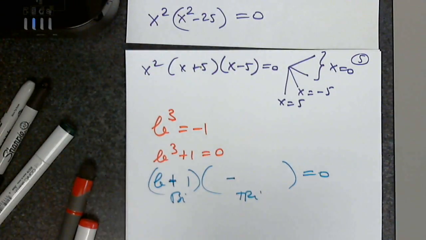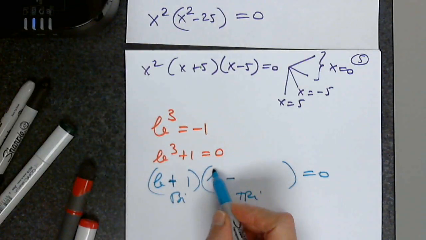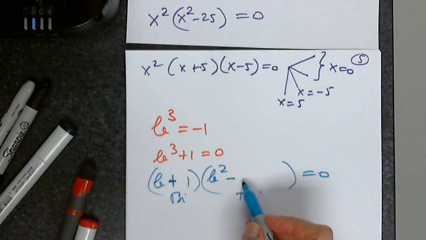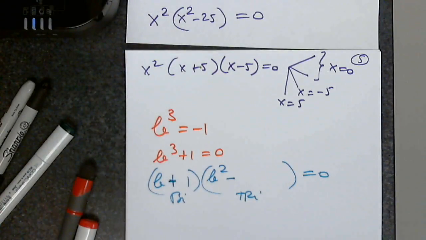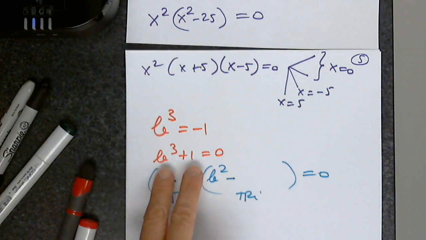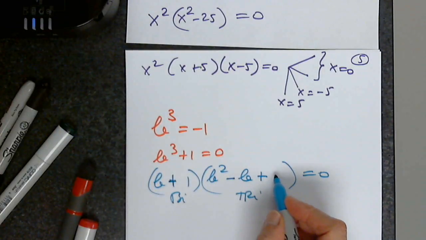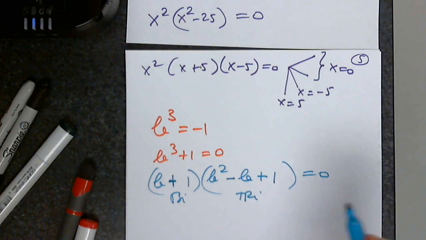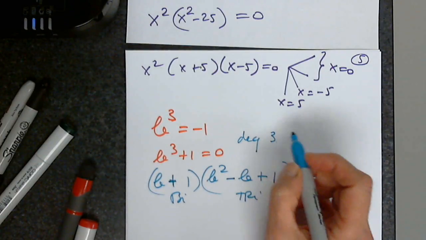And then the pattern is I square the first, I square the last, and the middle one is just the product. Just the product. Without the 2. The 2 is in a different formula, in trinomials, not in binomials. Minus b and plus 1. Yes. So, by the way, what is the degree here? 3. How many solutions?